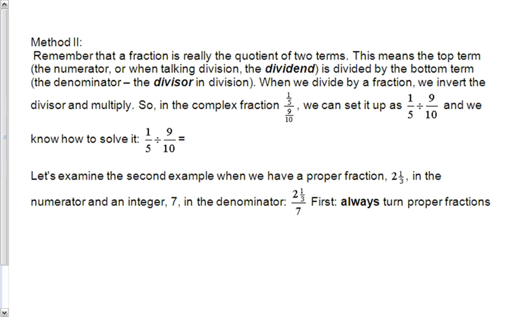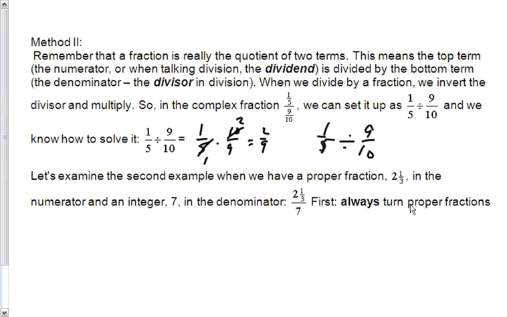Awesome. Method 2 is the one I like to use, which is, remember a fraction is really a quotient of two things. This means the top number is getting divided by the bottom number. So if I look at it, it's 1/5 divided by 9/10. This is just fractional division, which we did earlier. So all I gotta do is copy, change, flip: 1/5 times 10/9. And then you just do our standard of what we had before, which is 2/9.